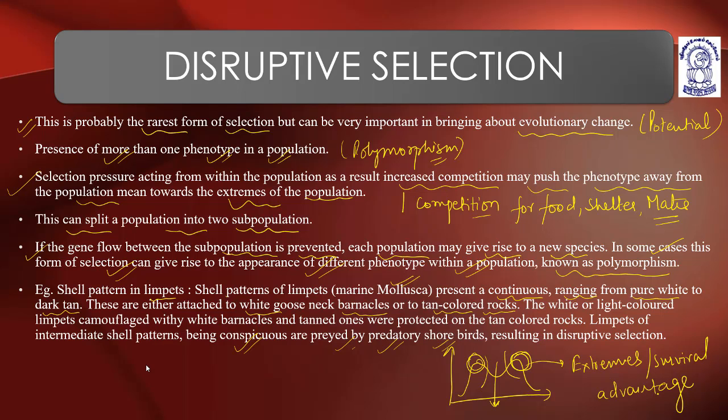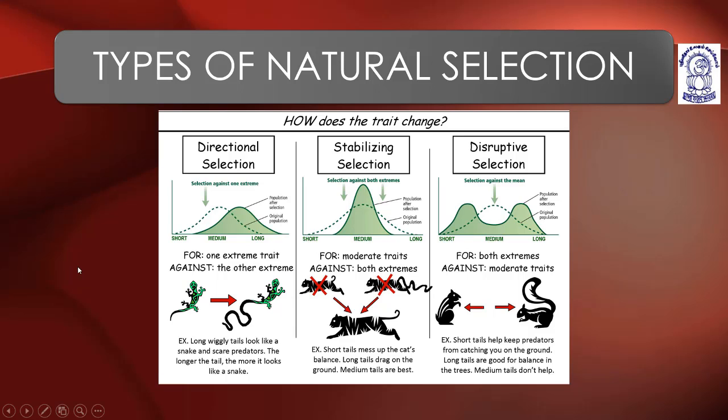The first one was the stabilizing selection. The second one was the progressive or the directional selection, and the third one was disruptive selection. Understood? Yeah. This is the stabilizing selection, the middle one.